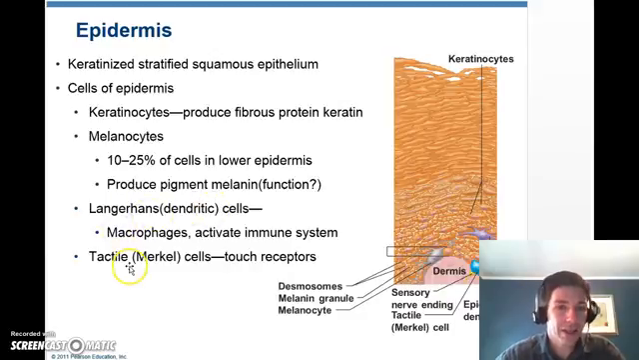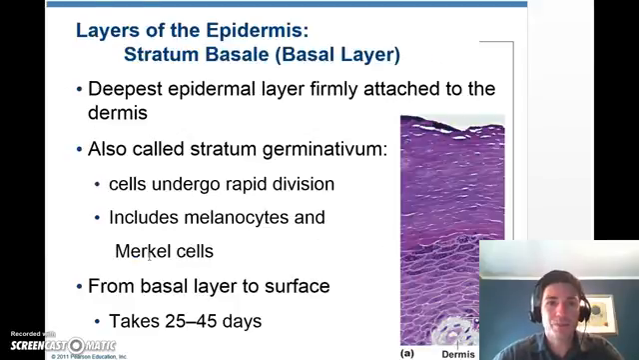Then you have tactile cells, or what used to be called Merkel discs, which are another form of touch receptor. So as we go through the different layers of the epidermis, you just want to be able to match the description with the layer. These aren't essay questions. Pay attention to important functions and cell types that are located in each layer of the epidermis.